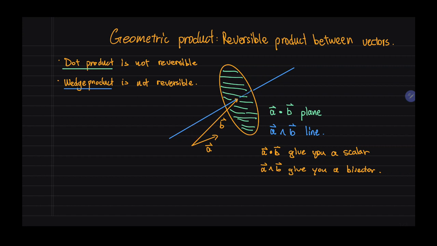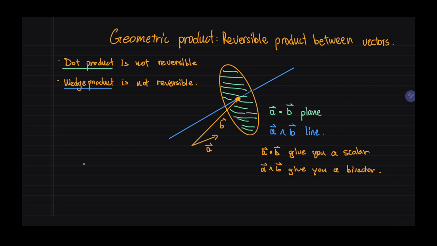But perhaps you can see from the image that if we want to build a product between two vectors that is reversible, it seems that we can combine the wedge product and dot product together, right? If you look at this image, there is exactly a point here that touches it. That is well defined, because when a line crosses a plane, there will be a point.